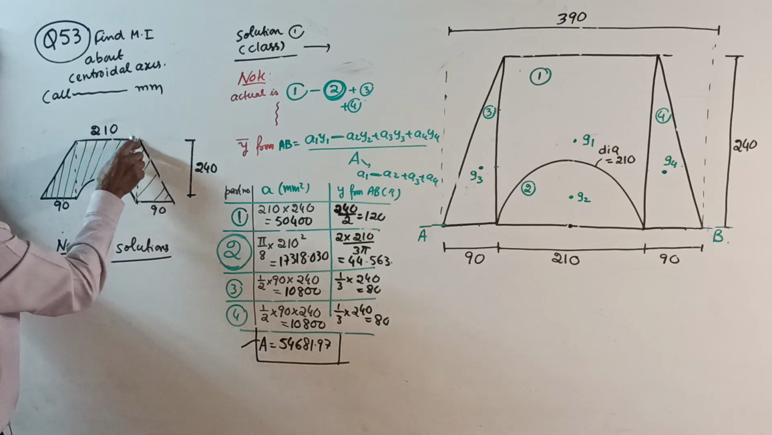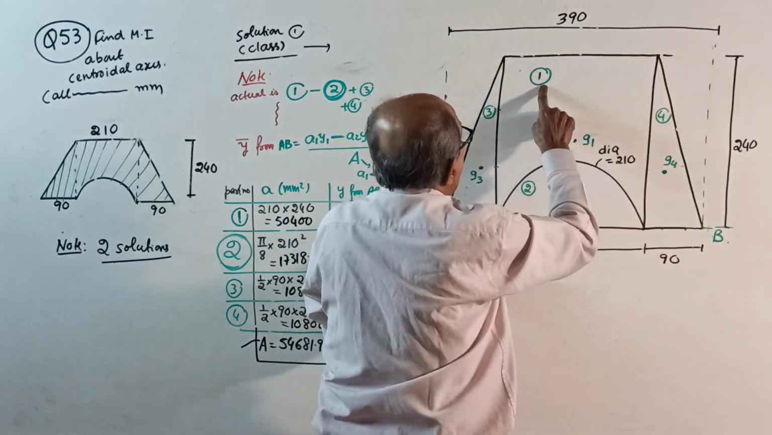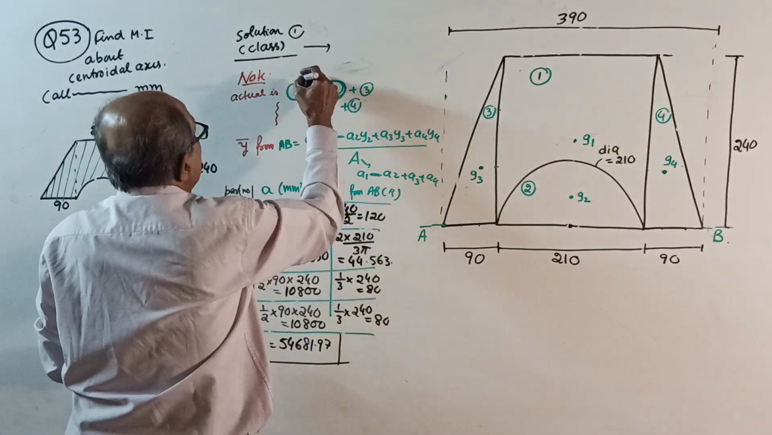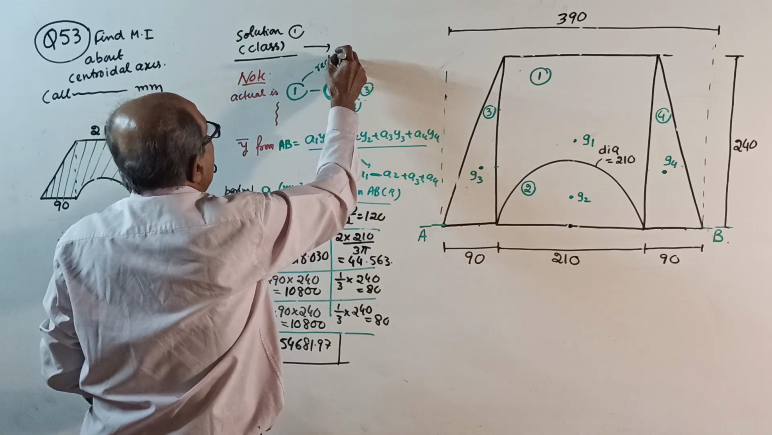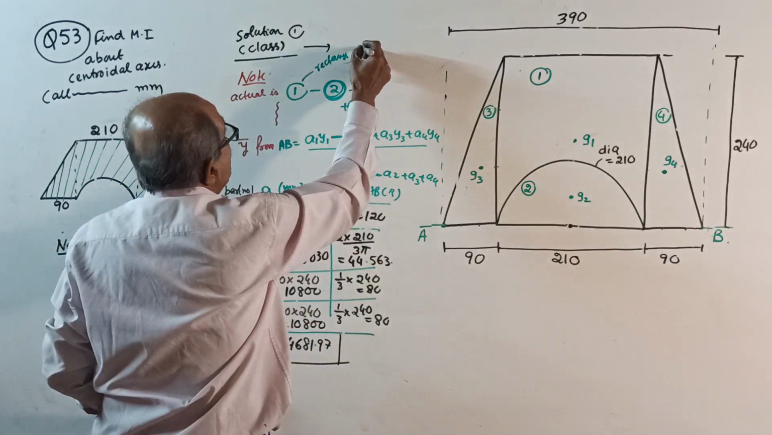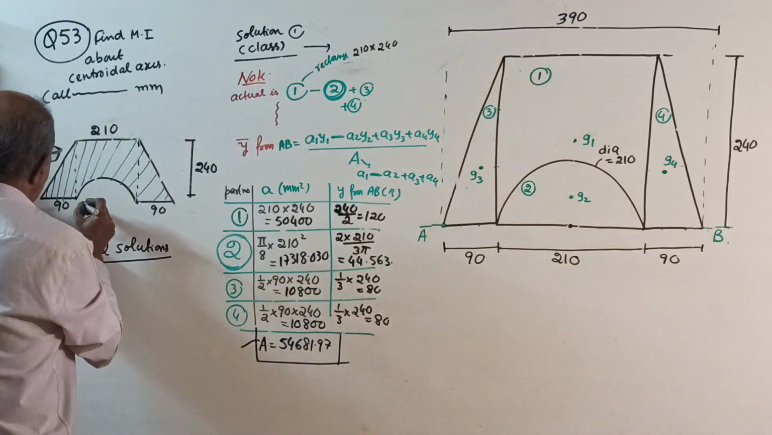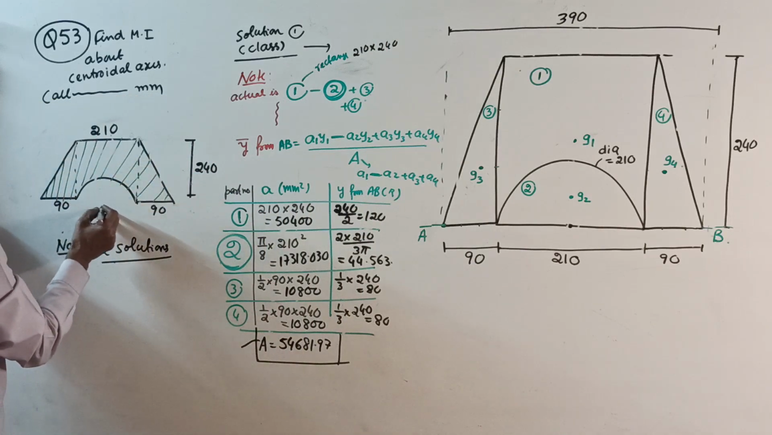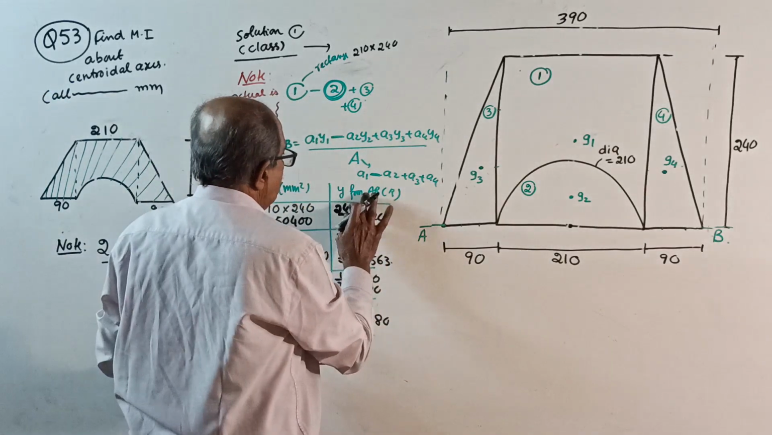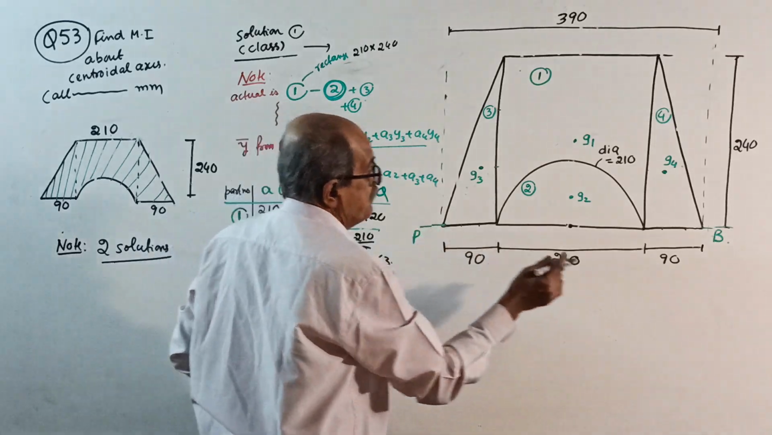See, 210 by 240, 210 width by 240. That I will take as 1. So your 1 is a rectangle with base 210, height 240. To understand correctly, I will take these points as A, B, C, D, which I already marked. I will take the base as PQ. Y bar will be from PQ, I don't want A, B, C, D.